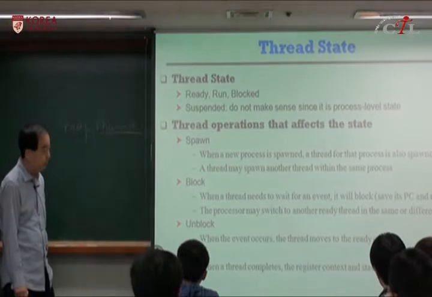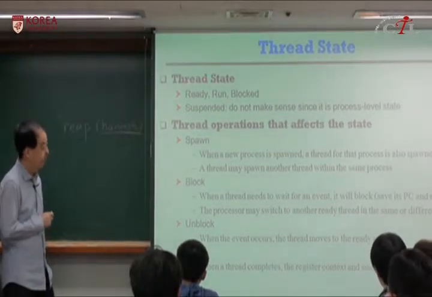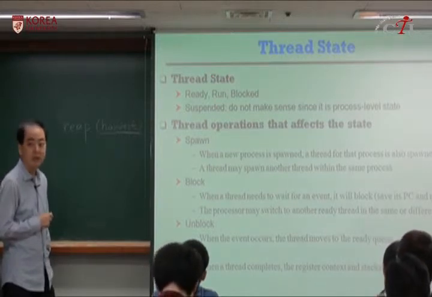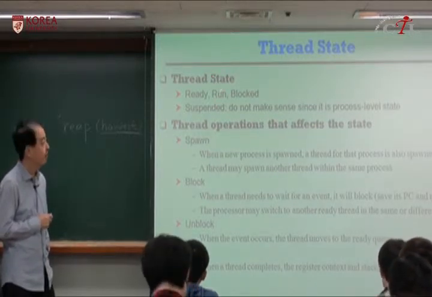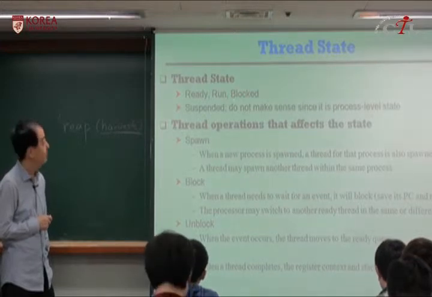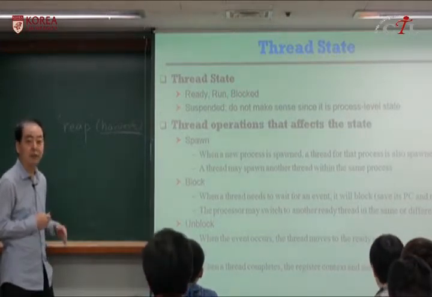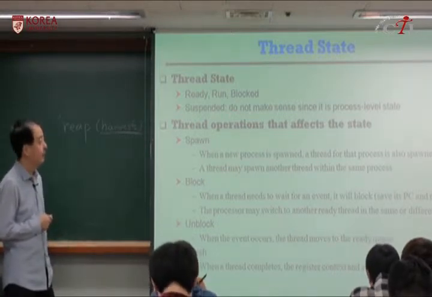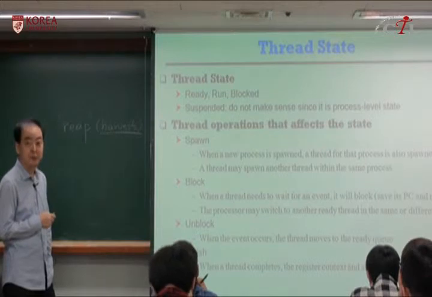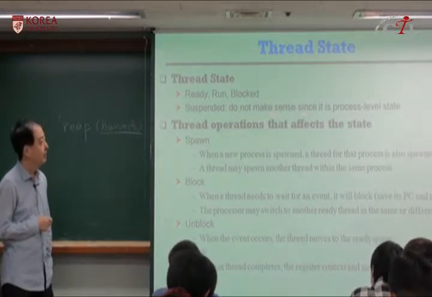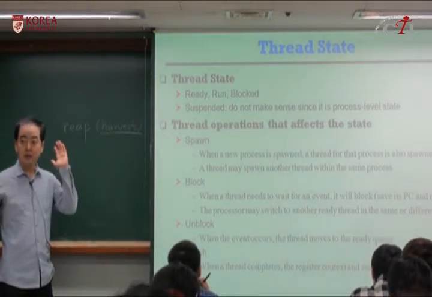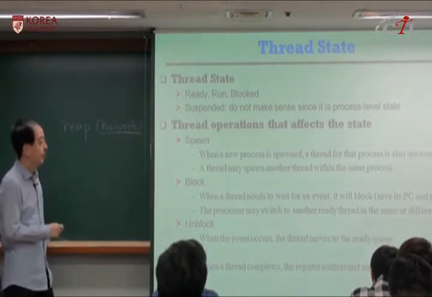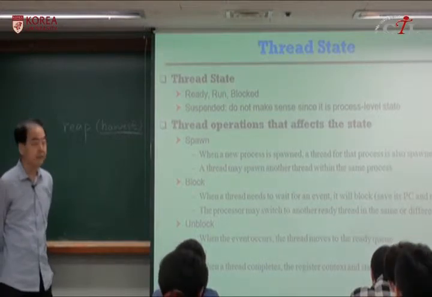Okay, let's look at the thread state. Like a process, it has ready to run or running, so currently scheduled to the processor, or blocked, which means it's waiting for I/O. Suspension does not make sense here. Suspension means, from the textbook, that since suspension involves moving the image to the disk drive, all the threads should also be swapped out. So it's a process level state, not a thread level state.